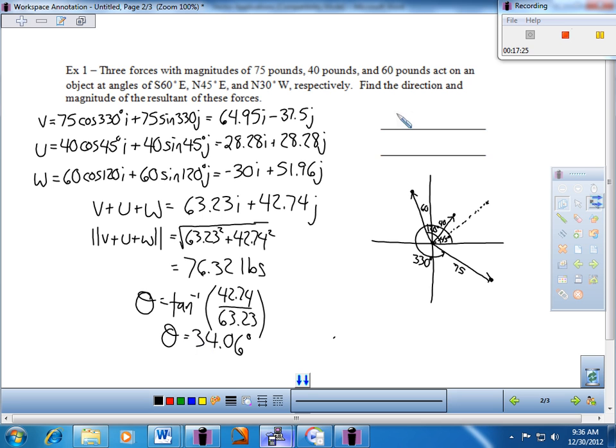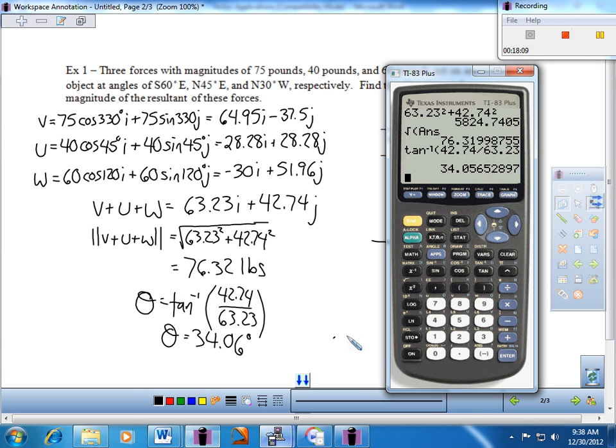So it looks like I have a couple answer blanks. Might as well use them. So 76.32 pounds on that, and then theta equals 34.06 degrees. Or, I'm going to write it as a bearing. From here to here is the 34 degrees, so the bearing would be coming off the north axis, going east. I'll do 90 minus 34.06, and we get about 55.94 rotating off the north.